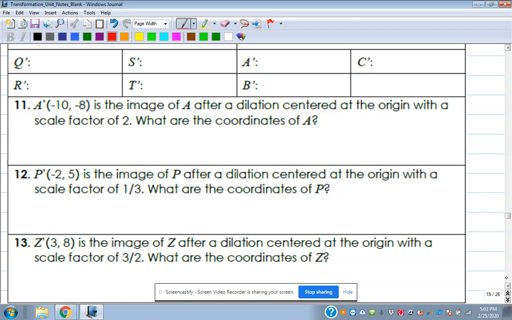A prime, you've got to remember, is the image. We want what the coordinates of the pre-image were. So what is the ordered pair for A? -5, -4. Good job.